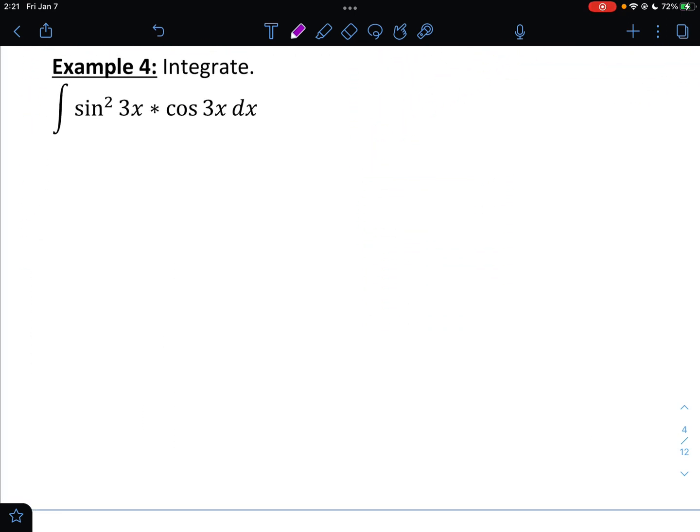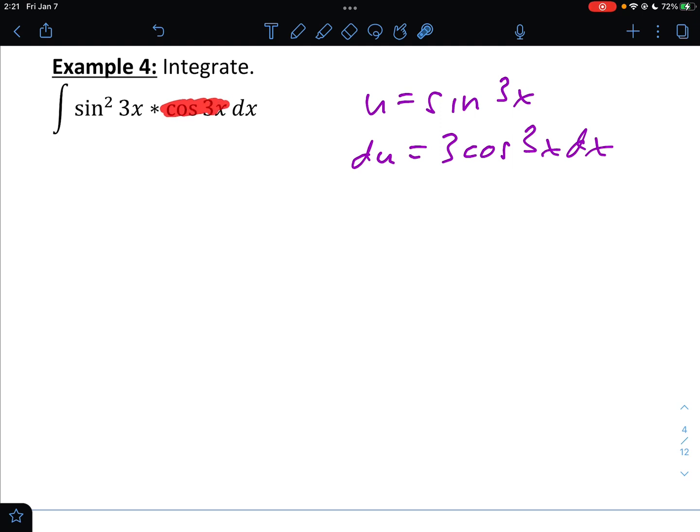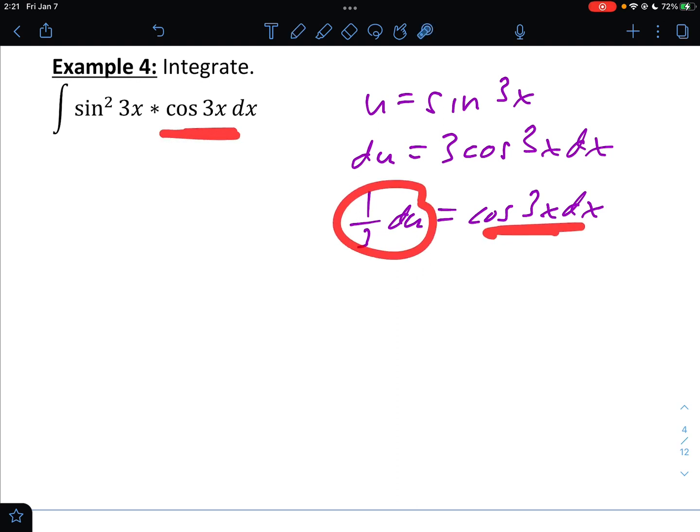This one looks a little bit tougher, but what we want to do here is substitute for sine 3x, because that is the function that's inside the squared function. And our derivative of that is going to be 3 cosine 3x. But if you look at our original problem, we're not looking for a 3 cosine 3x. We're looking for a cosine 3x dx. So I'm going to just divide by 3 here. All right, and I get cosine 3x dx is equal to 1/3 du.